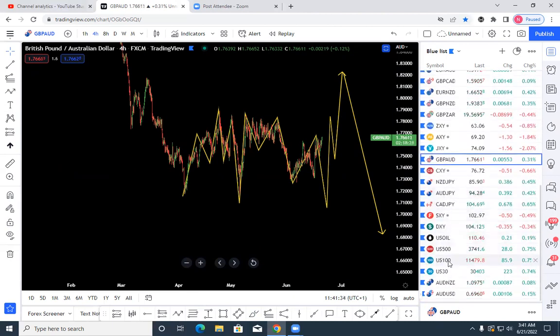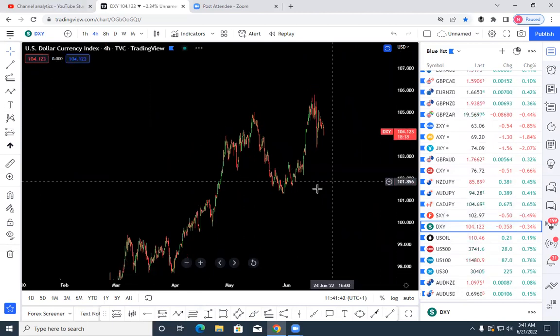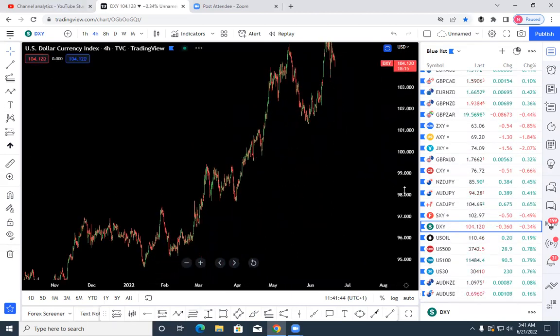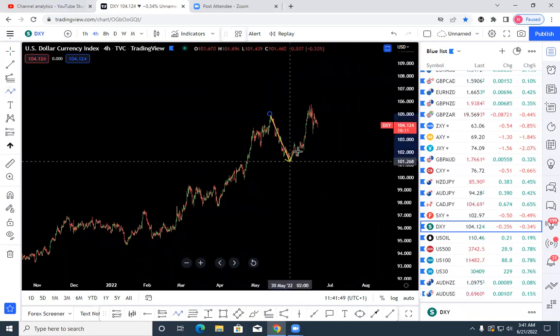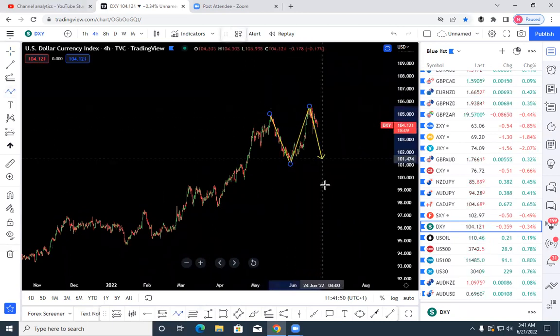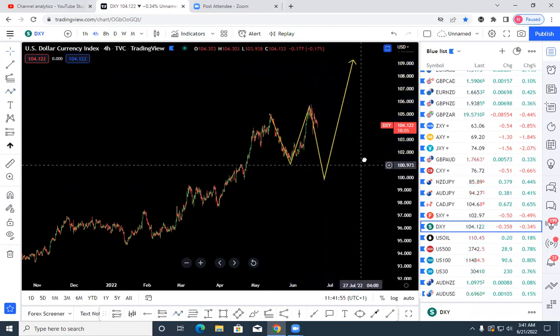But before we go, you have to look at DXY and see what it's doing. Can you see? That's why DXY is correcting now, and that's why you see every market, every pair, is quiet right now. Once this DXY can correct this way, we have a push to the upside.